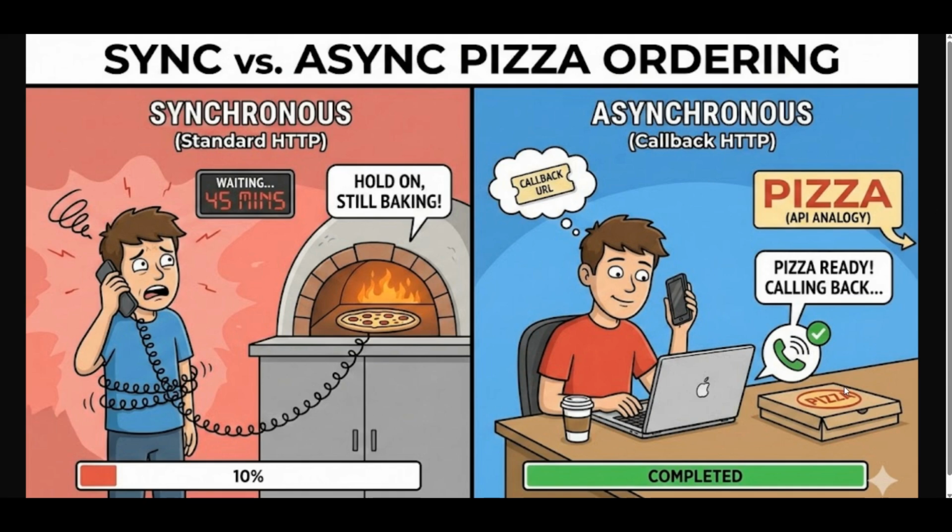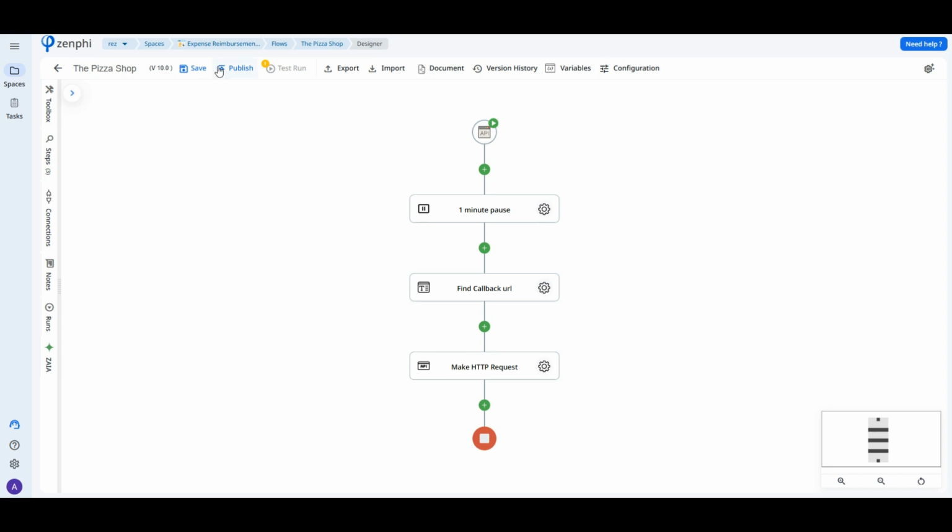The asynchronous way, the Zenphi way. You call, place your order, and say, "I am going to hang up now. Here is my direct number. Call me back when it's ready." You hang up immediately. You are free to do other work. 20 minutes later, the shop calls you back. Today, I'm going to show you how to build this exact call me back pattern in Zenphi.